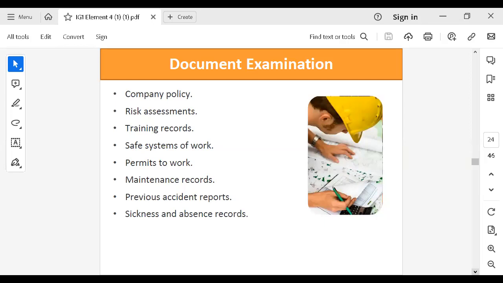Okay, you will check the permit and you will check the risk assessment. You will check the maintenance record of the equipment, the safe system of work, and the training of the workers. These types of documents you will examine.